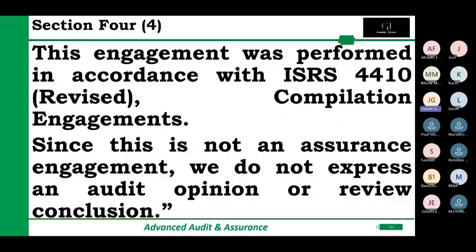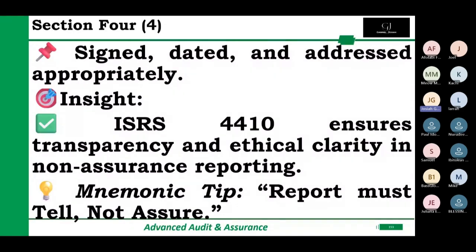And he could continue by saying the engagement was performed in accordance with ISRS 4410 revised, which is addressing compilation engagements. And since there is no assurance engagement, we do not express an audit opinion or review conclusion based on what we've done. So this could be an example of a report a practitioner could provide for a compilation engagement. He could sign it, date, and put his address or his MB number for us chartered accountants, if applicable, and sign it appropriately. So the insight around this is that ISRS 4410 ensures transparency, ethical clarity in non-assurance reporting.